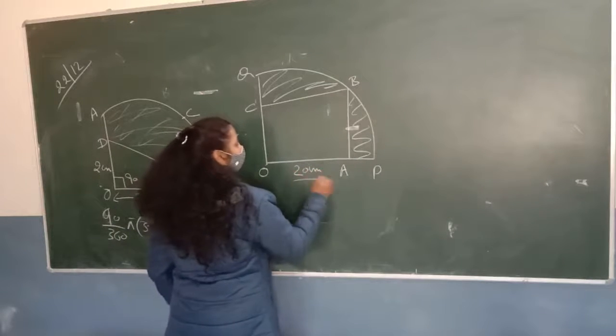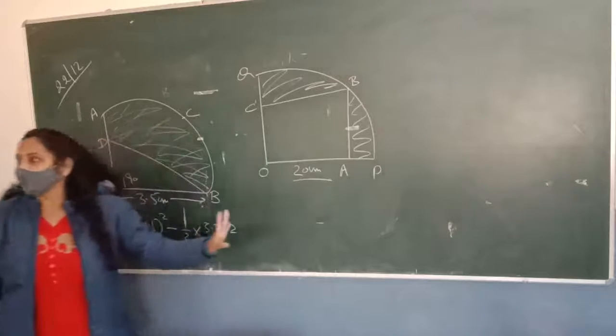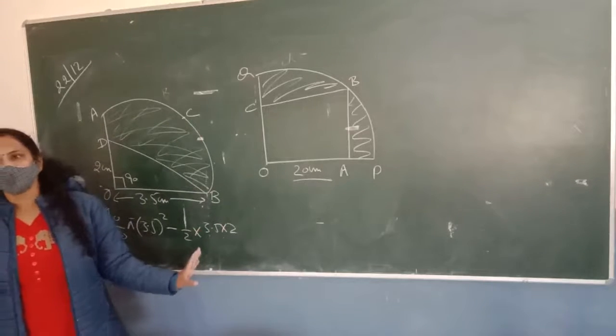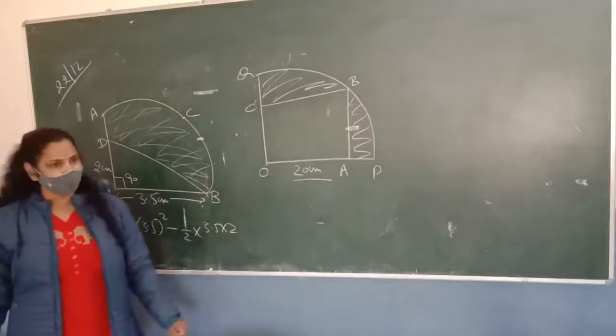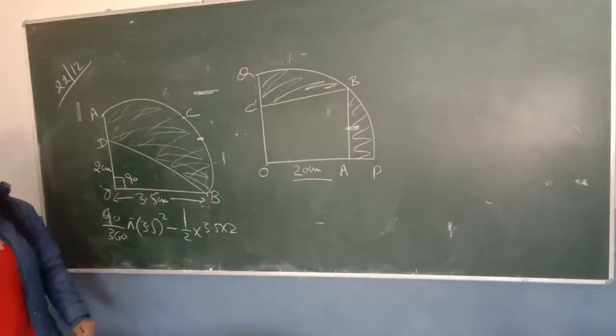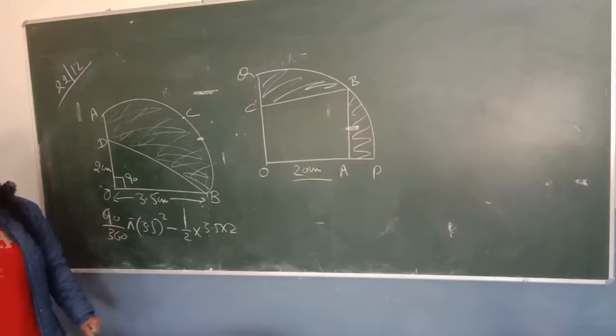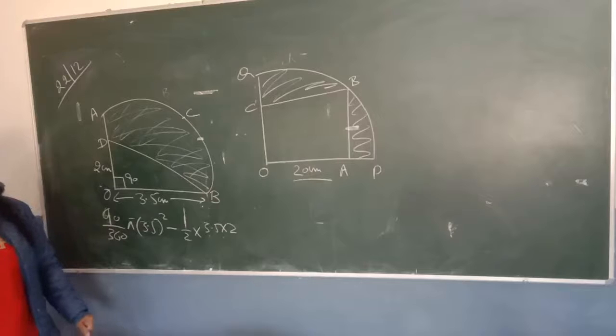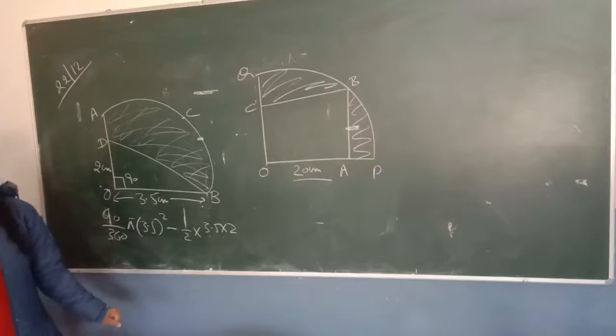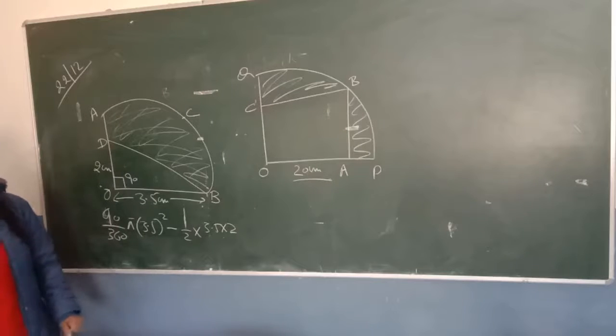The length of the square is 20 centimeter. Actually, the length of the square is given only, not the radius. So, how can you find the area of the shaded portion? The radius of the quadrant is not given. So, it means we have to find the radius of the quadrant. So, how will you find the radius of the quadrant?